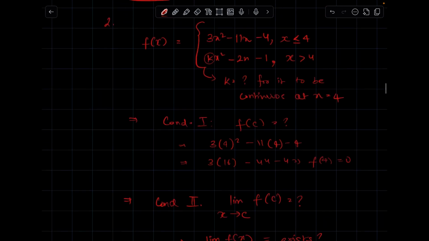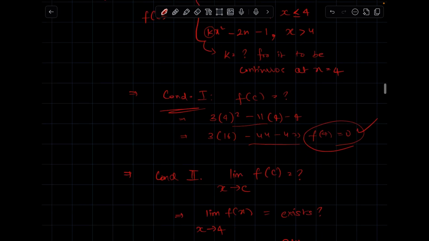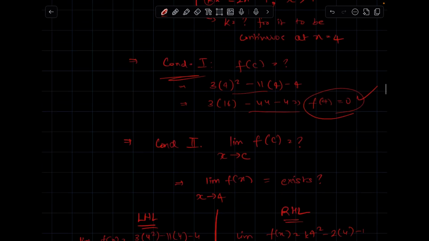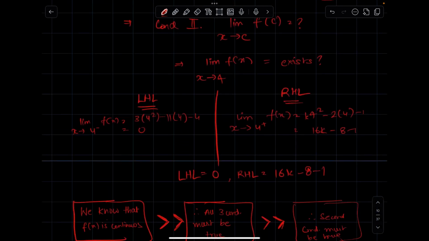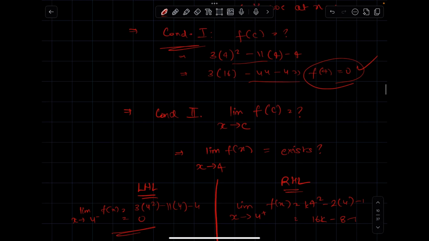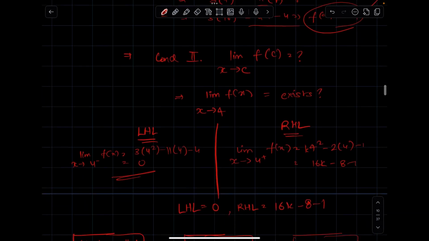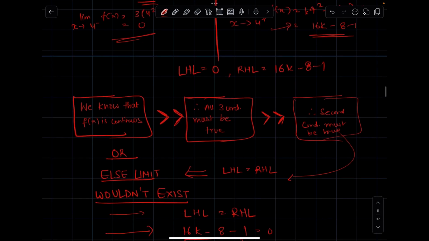So we check condition 1. We input 4 in it, and we get f of 4 is equal to 0. So it does exist. It can be any value, it just needs to exist. Condition 2 is, does the limit exist? So we'll take the left-hand side limit, which is 0, as we already calculated f of 4 is equal to 0. And we'll take the right-hand side limit. We'll input 4 and we'll get the expression 16k minus 8 minus 1, which is 16k minus 9.